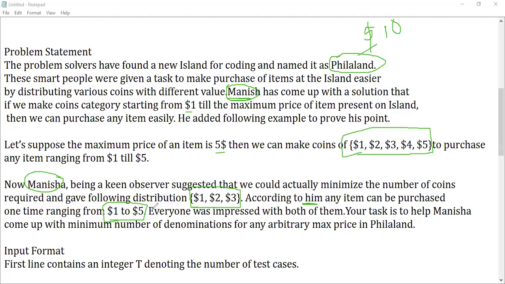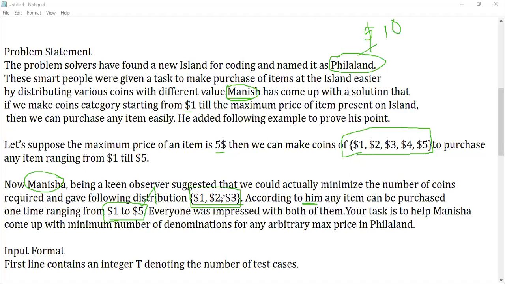But Manisha is not saying like this. She is saying that if the maximum price of the item in the island is 5 rupees, it is sufficient to have $3 alone, with the summation of any $2. If you want to buy something for $5, you can give one $3 and one $2, right? So the minimization of coins happens. We can save the $4 and $5 coins.